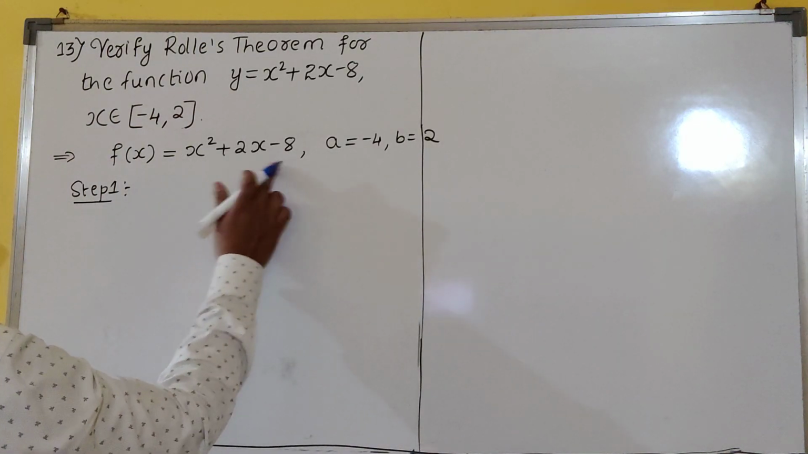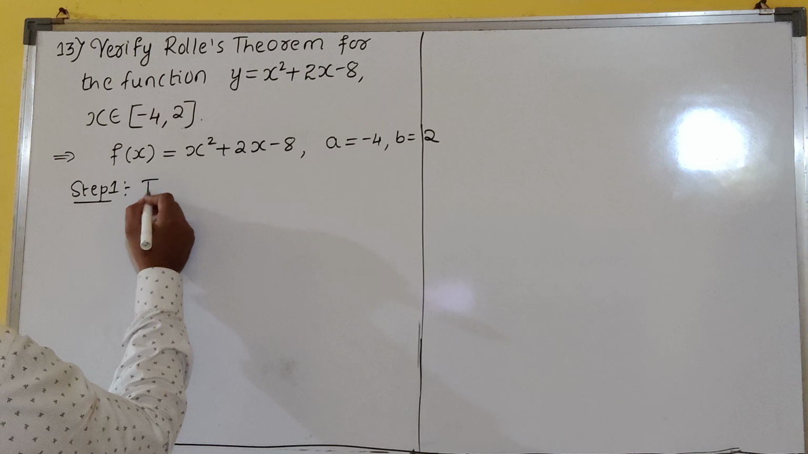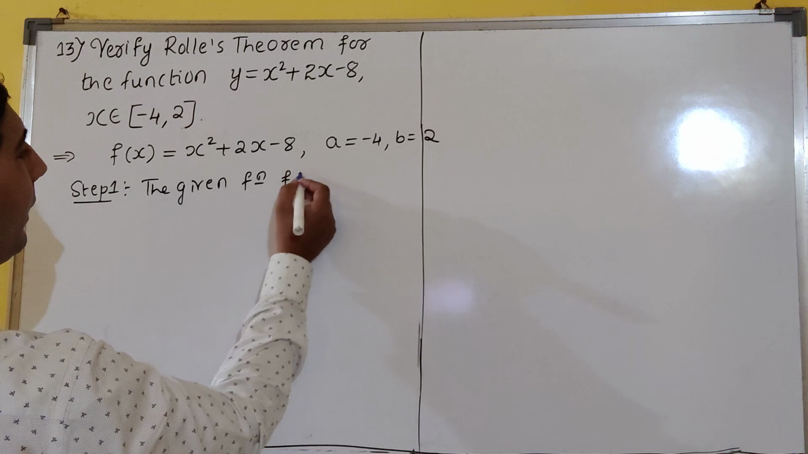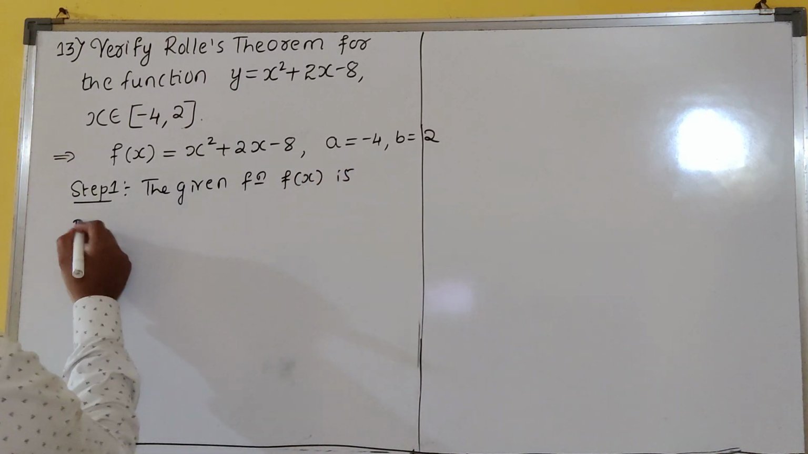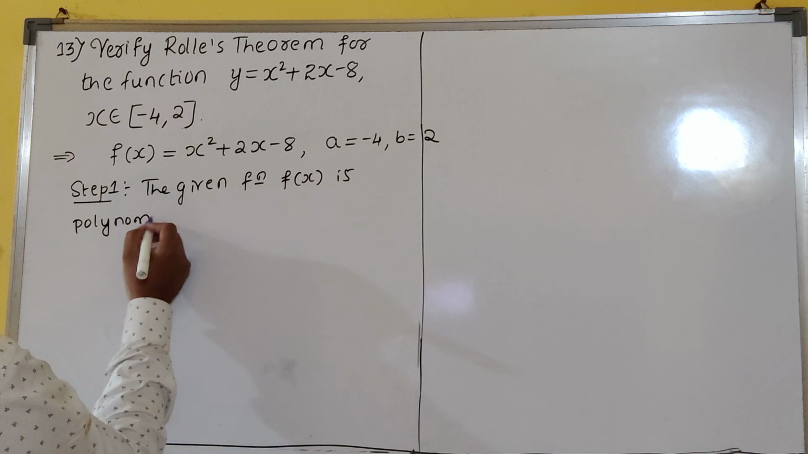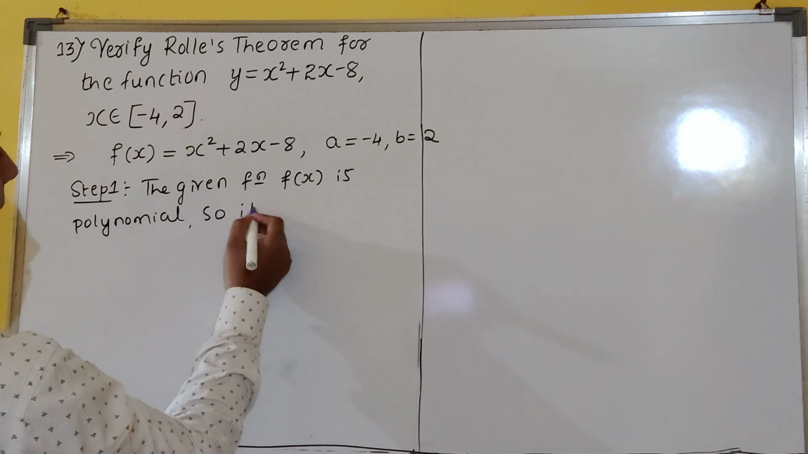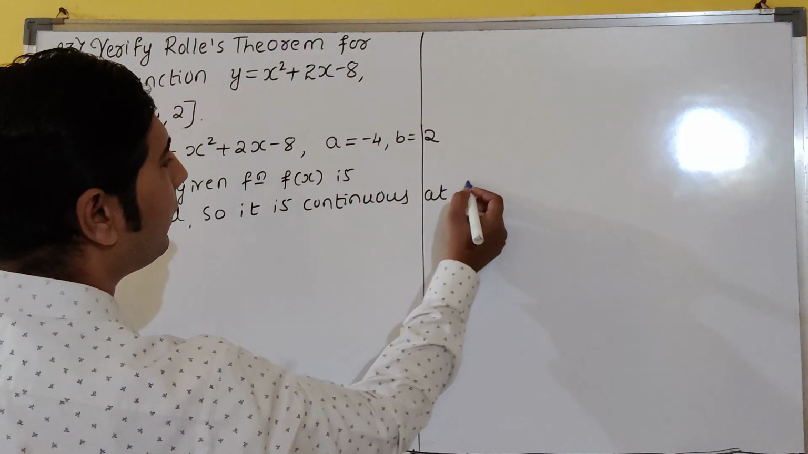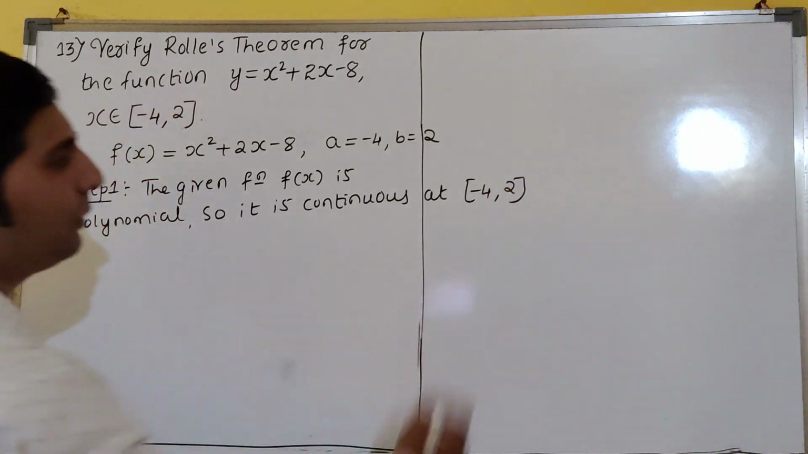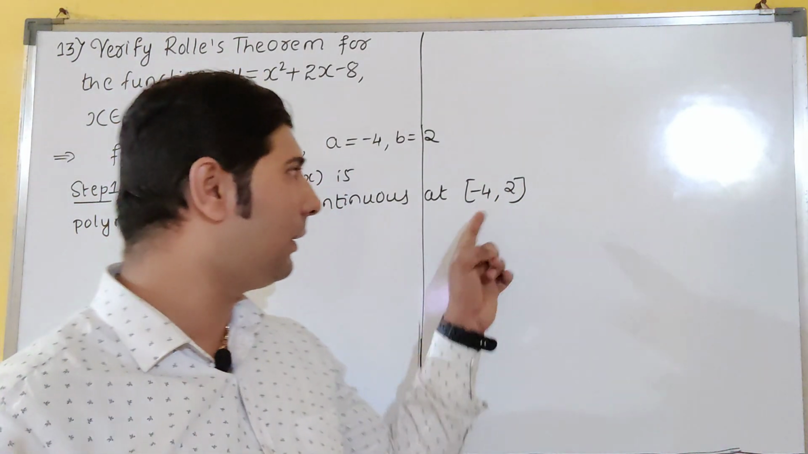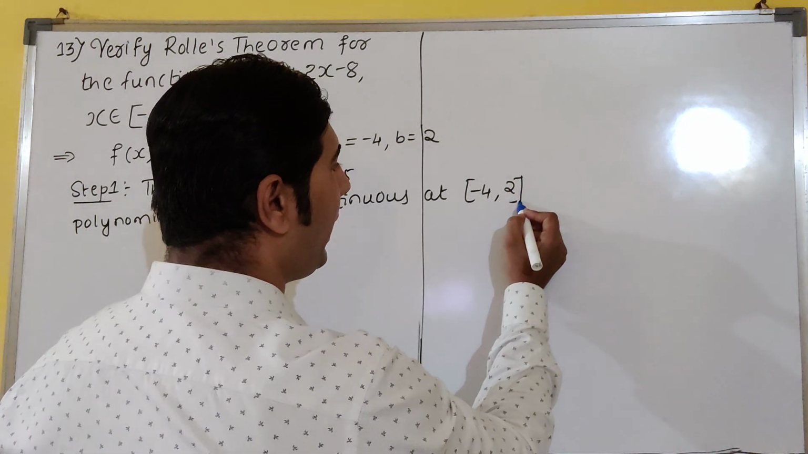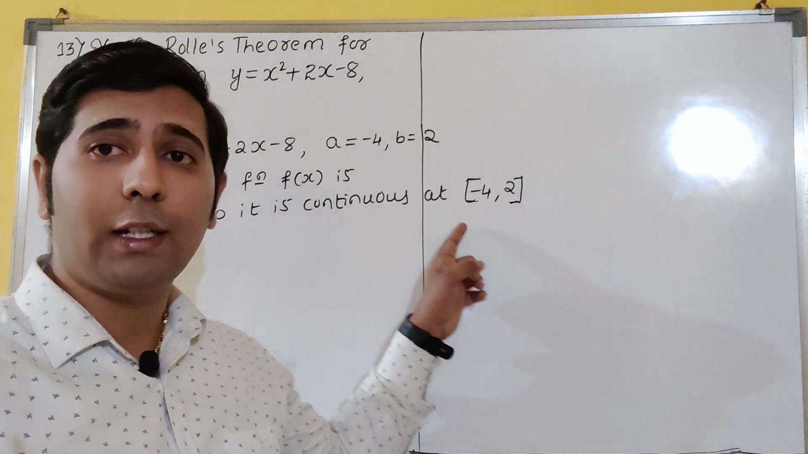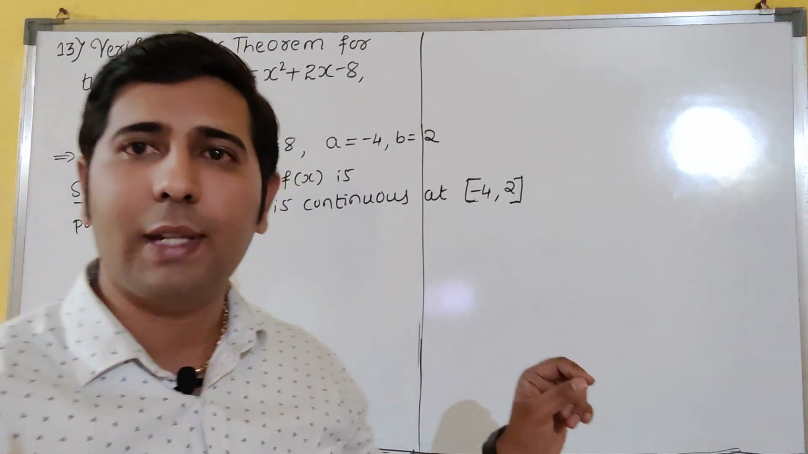The given function is what? This is polynomial function or not? So that's why the given function f of x is polynomial. So it is continuous. So it is continuous on the closed interval minus 4 and 2. This is square bracket I am using. Try to understand here, this is nothing but square bracket. Don't get confused. Clear? Closed interval. It is continuous on closed interval. Correct?